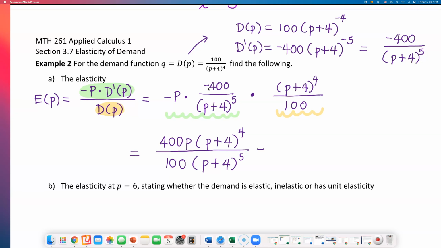And we can simplify this further. I can divide 400 by 100, and the top of the fraction will have 4P. But look at the denominator, look at this part. I have (P plus 4) to the 4th power divided by (P plus 4) to the 5th power. So I can simplify this as (P plus 4) to the 1st power. So this is the elasticity for this demand function, okay?